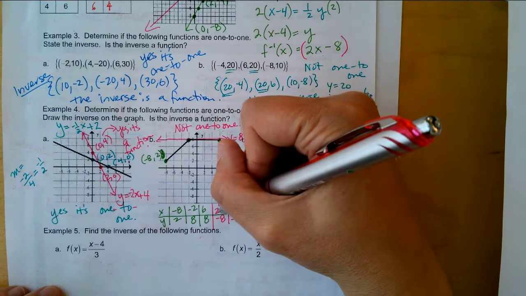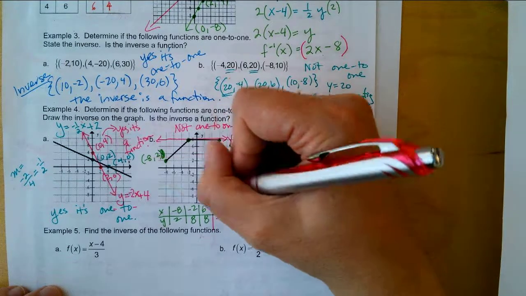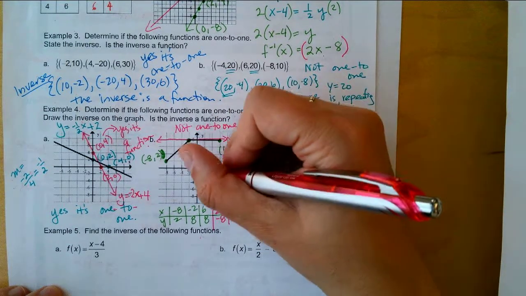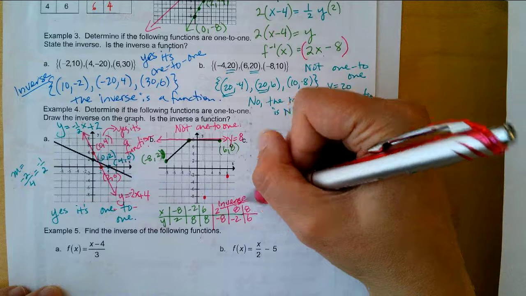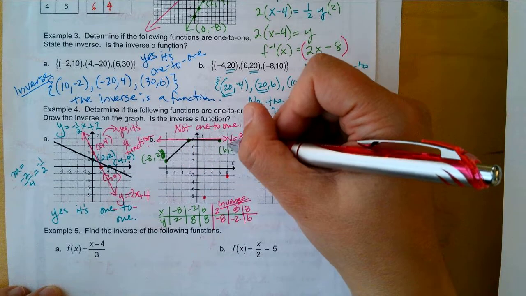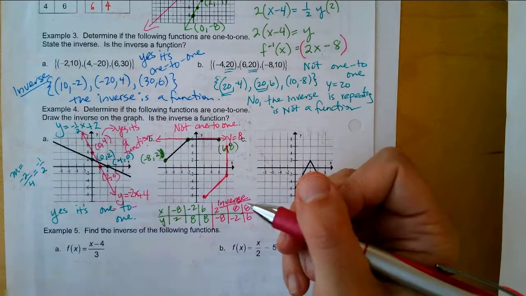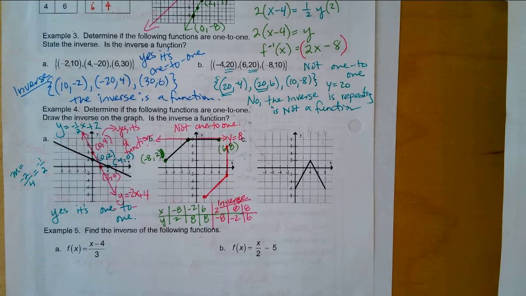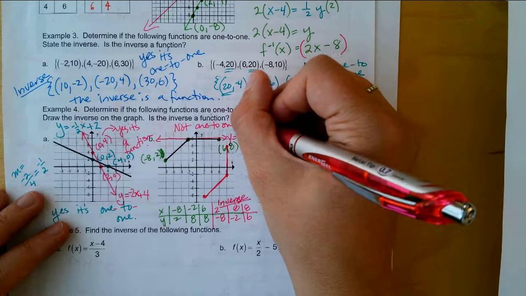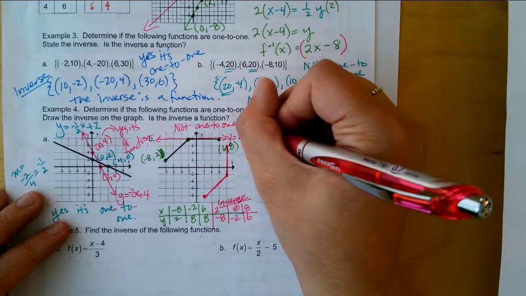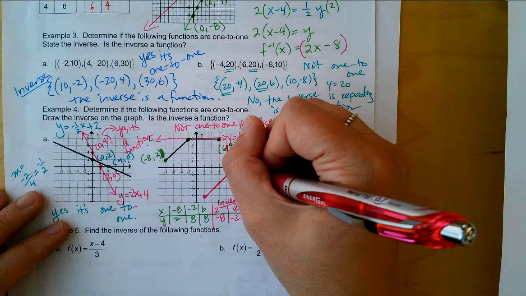So if I want to plot this, I have 2, -8. I go over 2, down to -8. That's the inverse point. 8, -2. I go over to 8, down -2. And then 8, 6. I go over to 8, up to 6. Right here, this would be the inverse. So is the inverse a function? No. The inverse, it's not one-to-one, so the inverse is not a function.